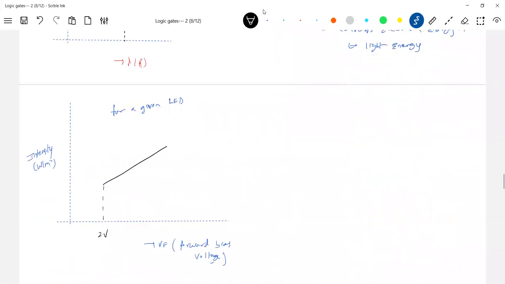And then I'll keep on increasing this forward bias. I know how much is needed to forward bias a diode: 2 volt. I'll increase the forward bias, then the intensity should increase. Any reason? So I'll give the reason like this. Shall I show an up arrow? Intensity increases as forward bias increases.